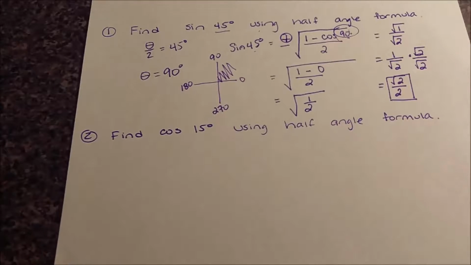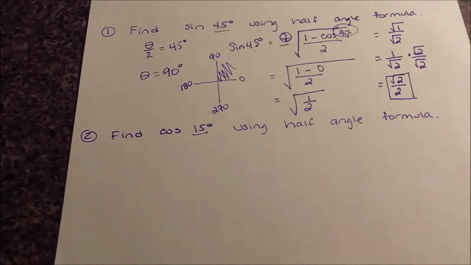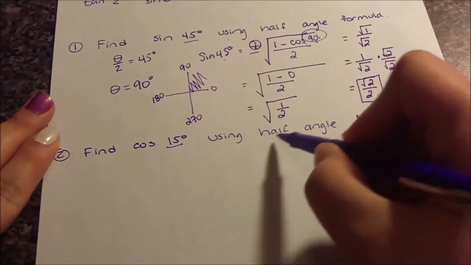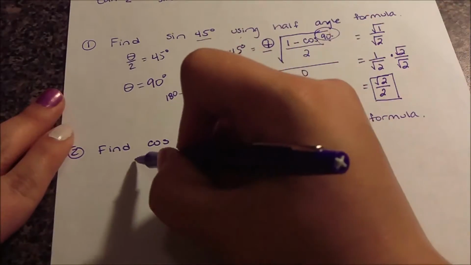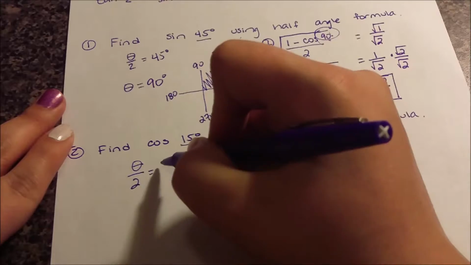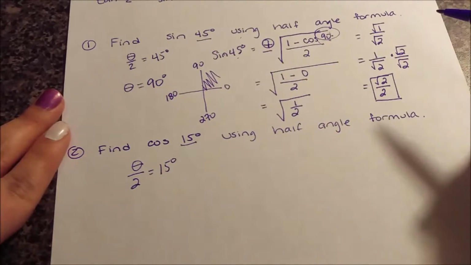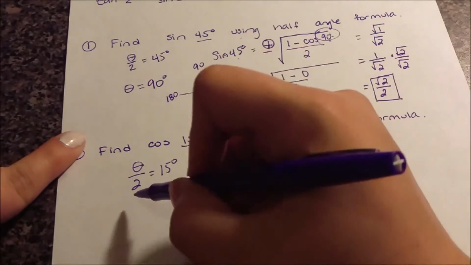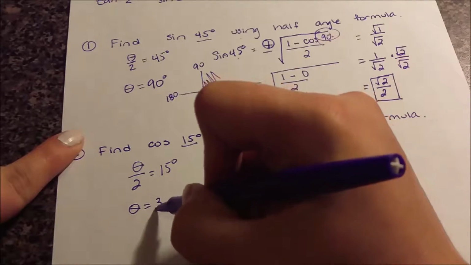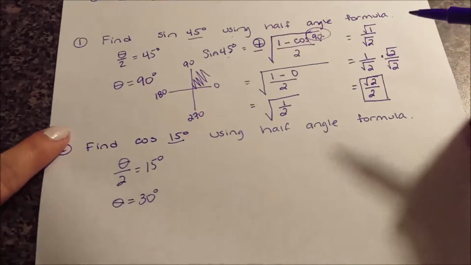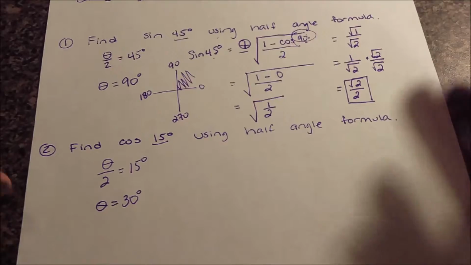So let's try this again with a different angle, this time one that's not on our unit circle. So again, you can kind of see that connection. Since it's asking us to use the half angle formula, I'm going to label this as theta over 2, because that is the half angle. Now to get full theta, I need to multiply both sides by 2. And that is an angle on my unit circle, so I should be able to tell anything about it that I need.